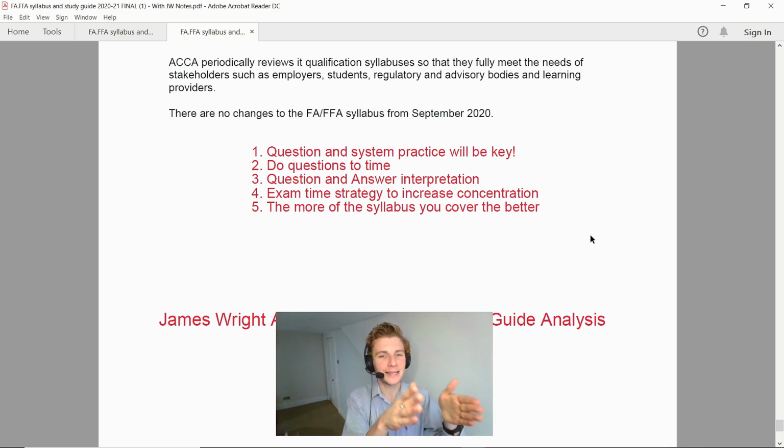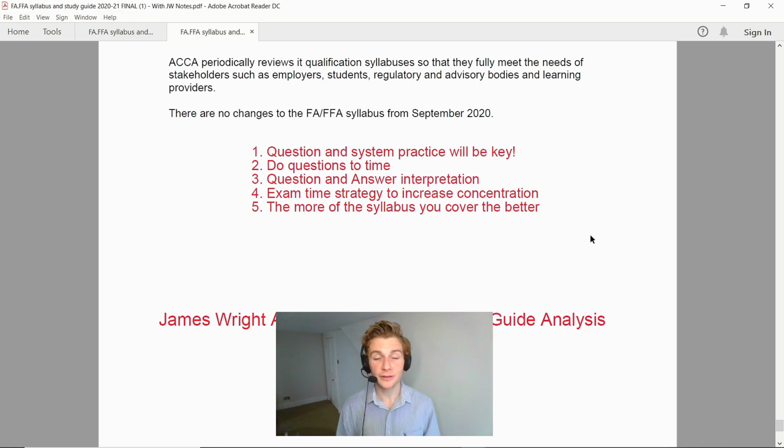But we've got the exam time strategy to increase concentration. So I'm all about splitting up section A, then going to section B, then coming back to section A. I've done a breakdown on that in terms of the timings, but every student is different. It's all about concentration, minimizing those actual mistakes and picking up on those easy marks, because the fine lines are there as to passing and failing this exam.